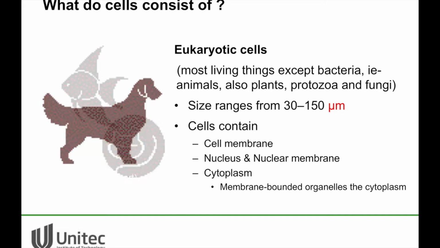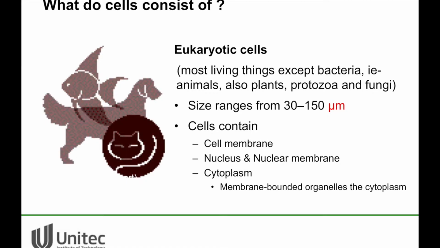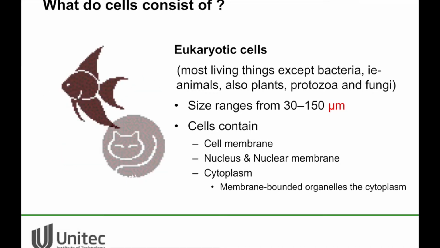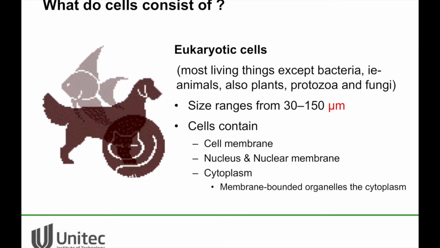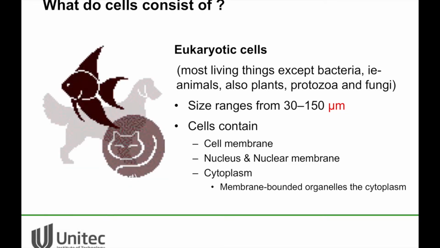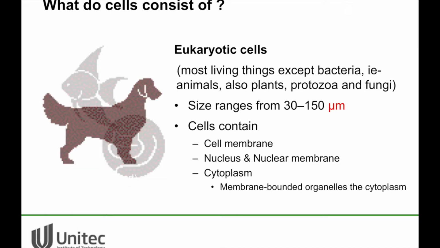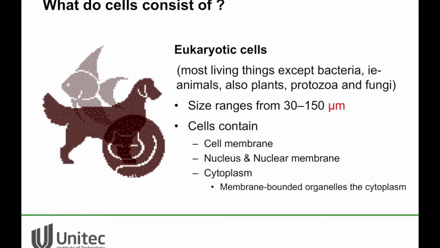Cells contain the cell membrane, the nucleus and nuclear membrane, and a cytoplasm. So the cell membrane is the outer layer, the nucleus and nuclear membrane contain the information center, and the cytoplasm is filled with membrane-bound organelles. These are the three major components of the cell.